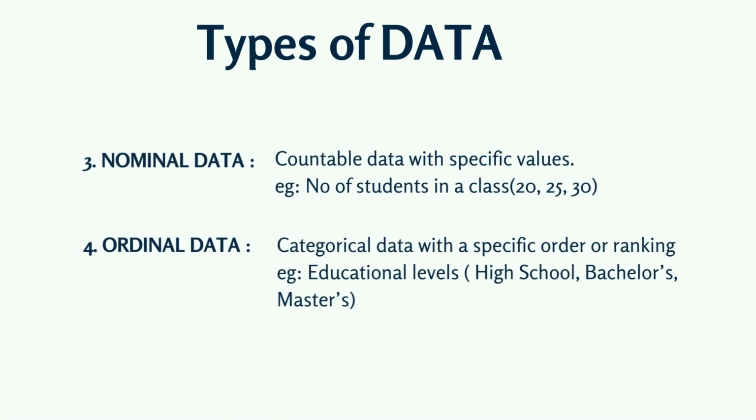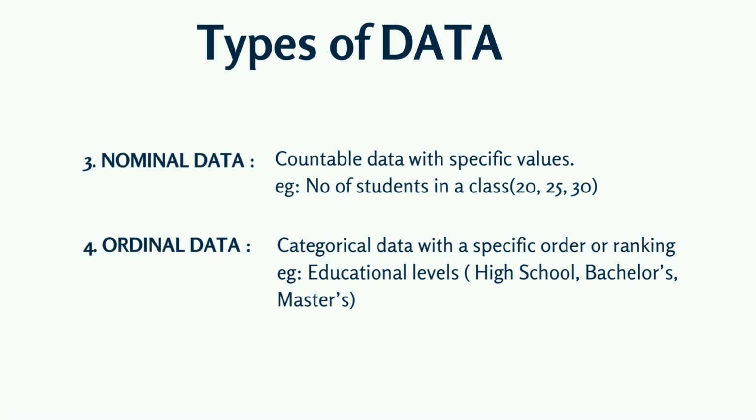Next, we have nominal data. This is countable data with specific values. For example, the number of students in a class could be 20, 25, or 30. It's about counting items. Another example is listing different genres of movies action, comedy, drama, horror.